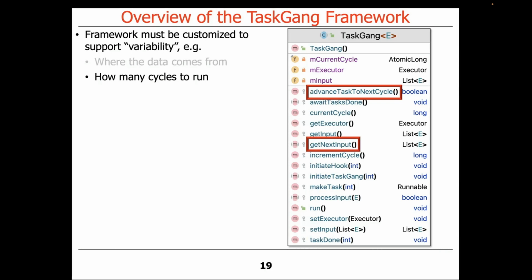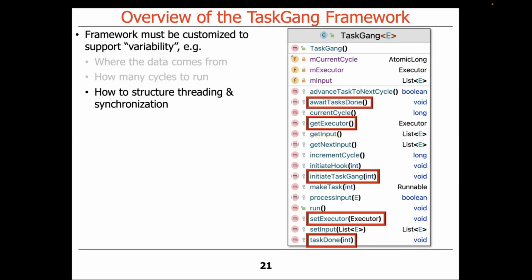Another variability is how many cycles to run. And to do this, we have a pair of methods, get next input, which will return the next input if there is any, or null if there's nothing left, in which case we'll bail out. And there's another method called advance task to next cycle, which might or might not return true depending on whether there's more cycles to run. So you can use these two methods to give you either one-shot or cyclic behaviors.